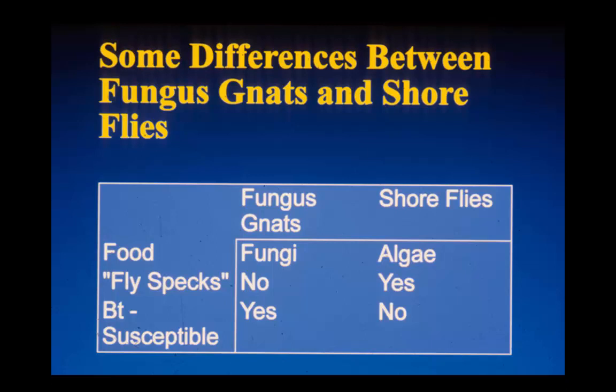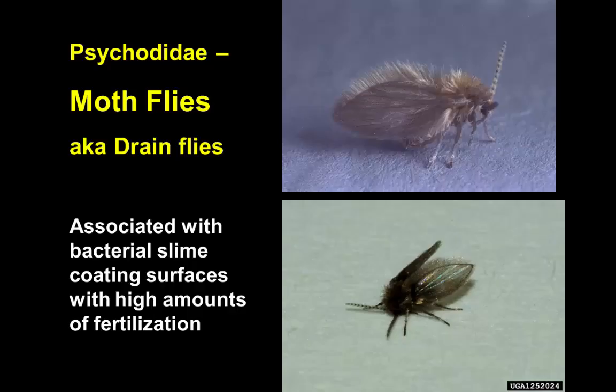There are a couple of differences in their behavior and how you might manage them. For fungus gnats, they're feeding on fungi, which would be in the soil. In the case of shore flies, it would be algae. So if you do things to reduce the food of either or both of those, that's how you're going to get some management. Fly specks are only being produced by the shore flies. And that Bacillus thuringiensis product, the BT israelensis strain, only works against fungus gnats. It doesn't work on the kinds of flies that include the shore flies.